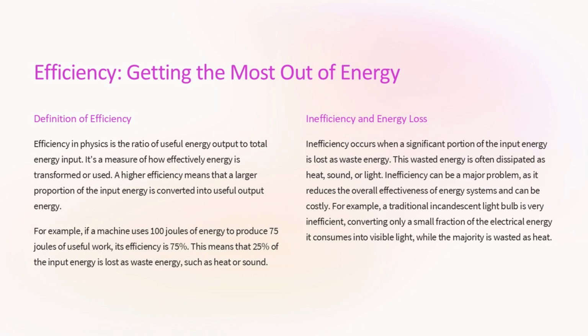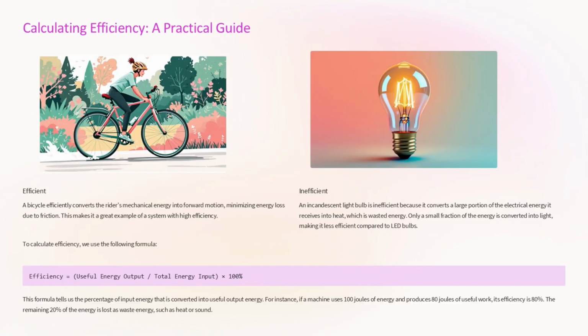Inefficiency reduces the overall effectiveness of energy systems and can be costly. For example, traditional incandescent light bulbs are very inefficient, converting only a small fraction of electrical energy into visible light. Efficiency is a measure of how well a system converts input energy into useful output.